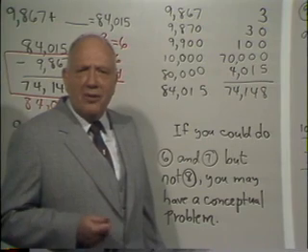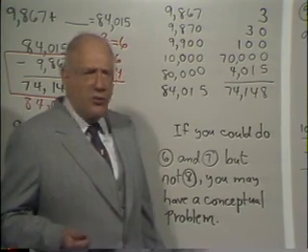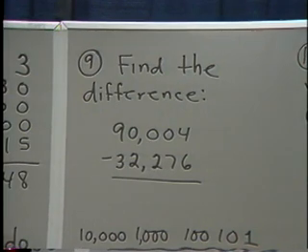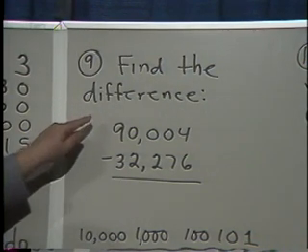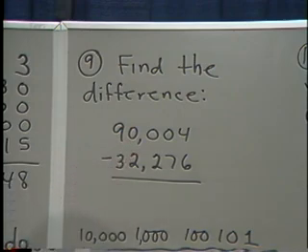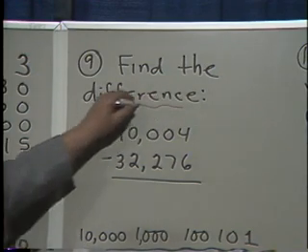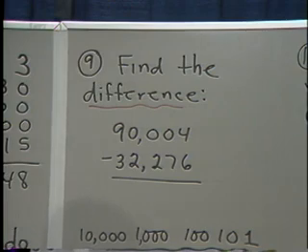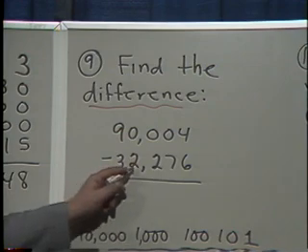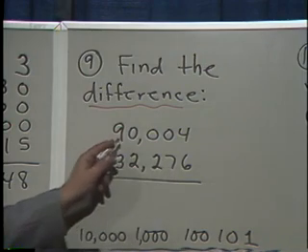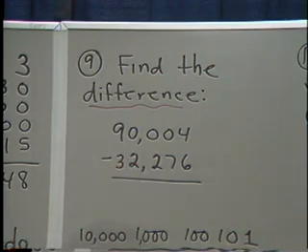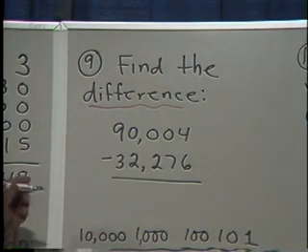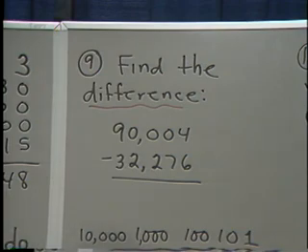There's only a couple more problems to do, and we might just as well go through them. See, I just want to introduce some new language again. Number 9 says find the difference, 90,004 minus 32,276. And whenever you see the word difference, just like sum, S-U-M, tells you it's an addition problem, difference is going to tell you that it's a subtraction problem. So we're going to actually take 32,276 away from 90,004. And here's the way we do that. I'll do it the mechanical way first, then explain to you another way of viewing borrowing, okay?